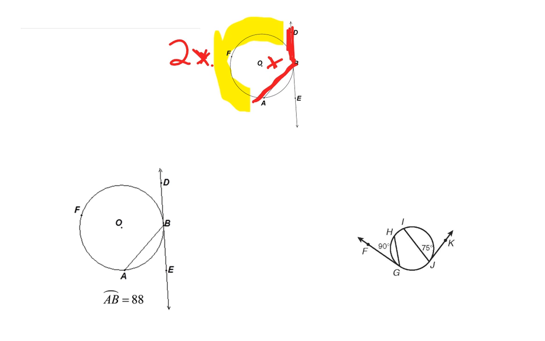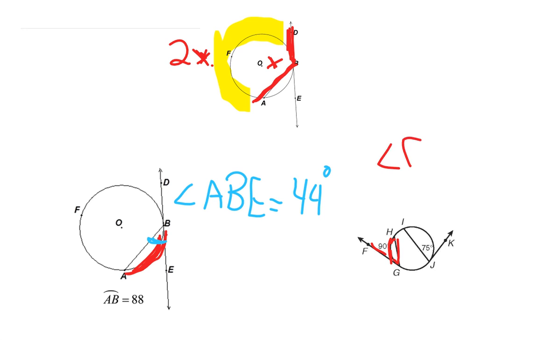So if I look here, I have an example down here. If I have the arc AB is 88 degrees, I know that my angle ABE is going to be equal to half of that, or 44 degrees. Now over here, I've got a 90-degree arc. So from FGH, I've got a 45-degree angle.